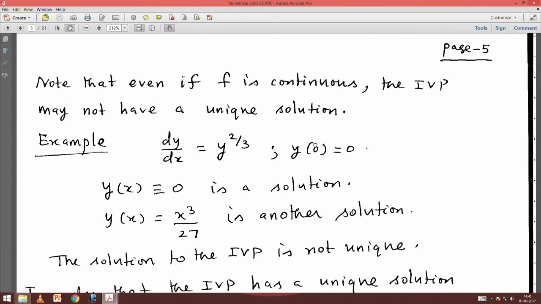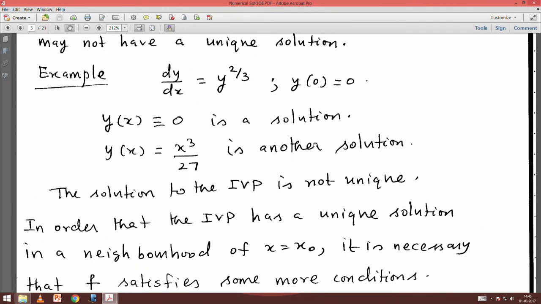Just verify by taking the derivative of y: dy by dx will come out to be 3x square by 27, that is x square by 9, which is nothing but y power 2 by 3. So, the second solution that I have written down also satisfies the differential equation. So, we have both y of x equal to 0 and y of x equal to x cubed by 27 satisfying this initial value problem.